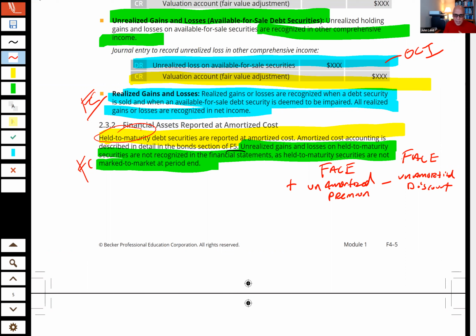So just keep it at that amortized cost. Now, of course, there would be the amortization of a premium, the amortization of a discount, that would affect our interest income. And we'll get into that in F5 for bond investments that are held to maturity.